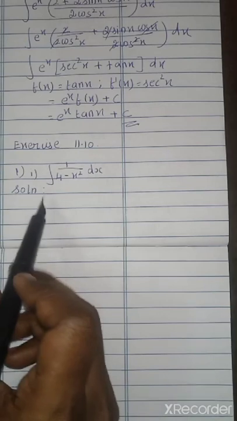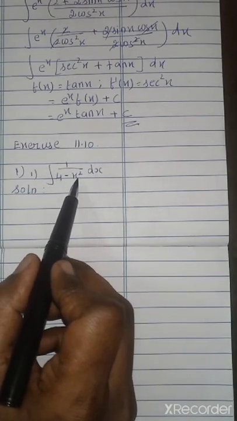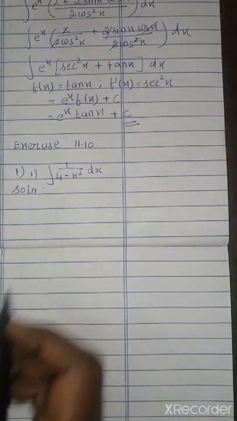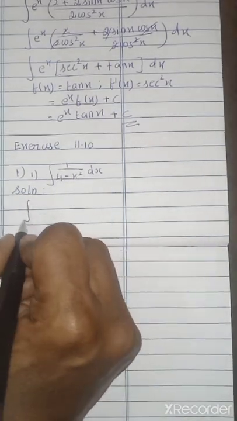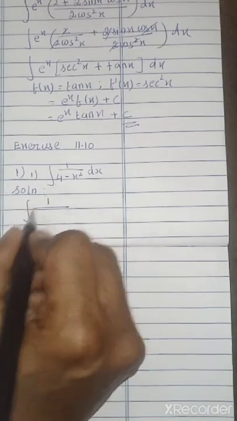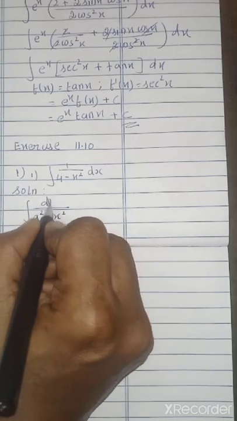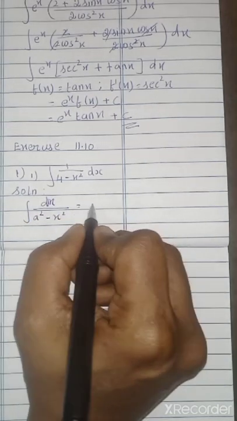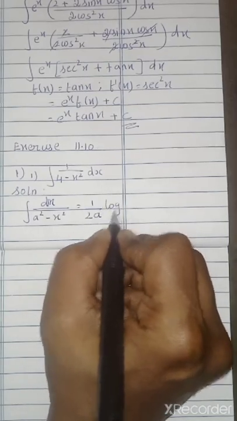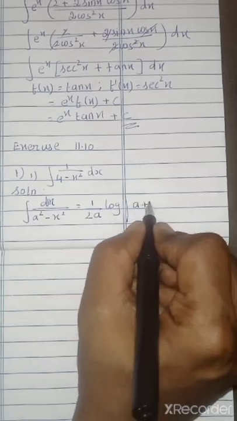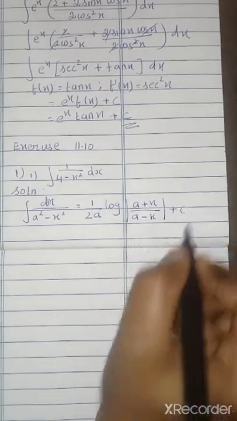What is your first question? Integral 1 by 4 minus x square dx. So here we can use this formula. What formula? Integral 1 by a square minus x square dx. So what is the answer? 1 by 2a log mod a plus x by a minus x plus c is your answer.